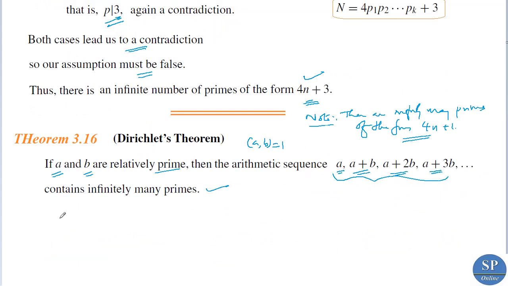For example, we know gcd(2, 3) is equal to 1, that is 2 and 3 are relatively prime. So if you choose a as 2 and b as 3, we have this sequence: a equal to 2, then a plus b equal to 5, then a plus 2b, that is we are adding 3, that is 8, 11, 14, etc. This sequence contains infinitely many primes. First prime is 2, second prime is 5, third prime is 11, etc. So we will get infinitely many primes if a and b are relatively prime. That is the Dirichlet theorem.